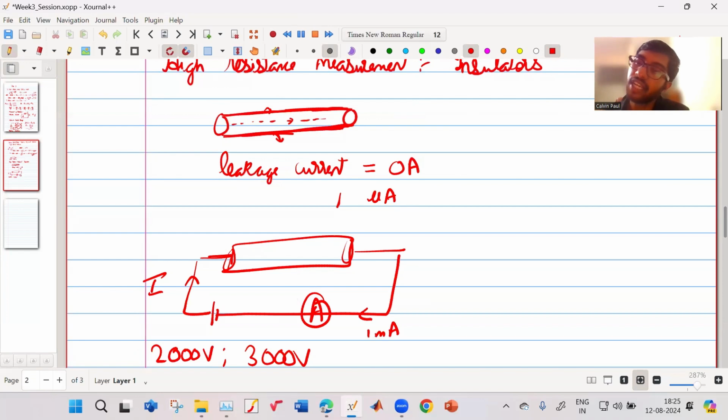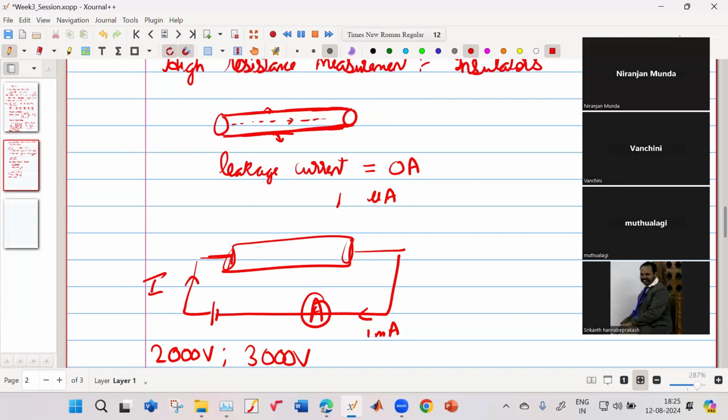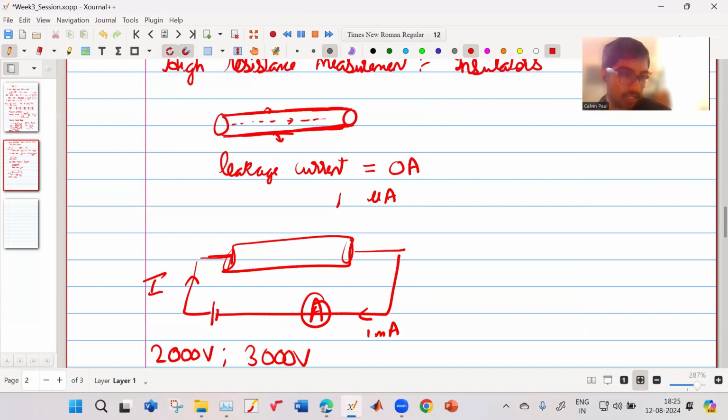To generate this very high voltage is not easy. What voltage do you get at your home? Yes, 230 volt. From 230 volt, you have to first make it into DC, and then generate 2000 volt. So all these will require very specialized equipment.